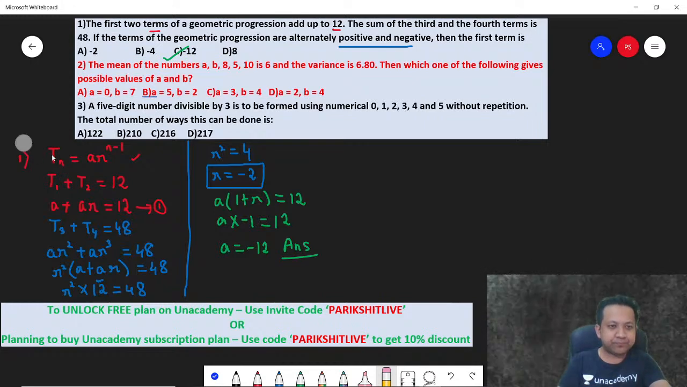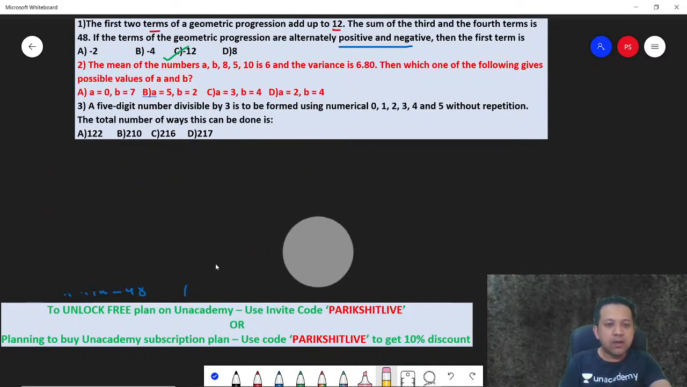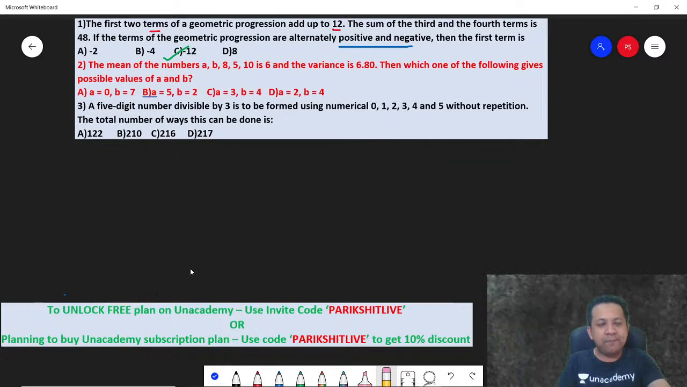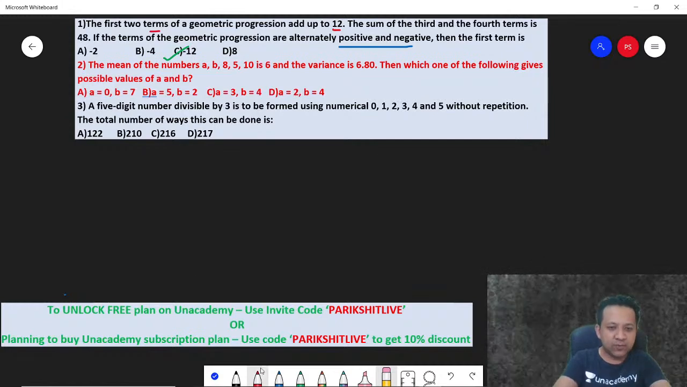Number 2. The mean of the numbers A, B, 8, 5, 10 is 6 and the variance is 6.80. Then which one of the following gives possible values of A and B? Fine. Let's do it.